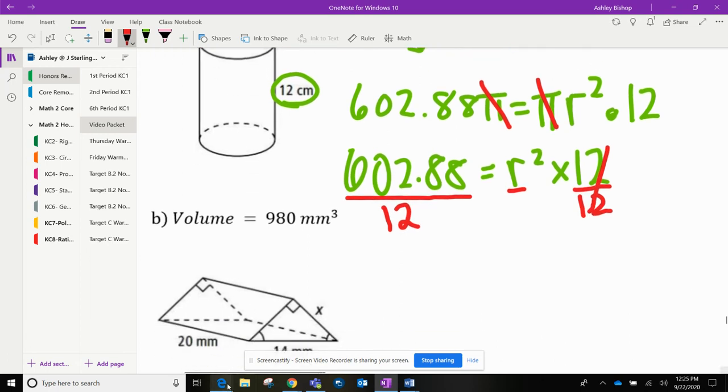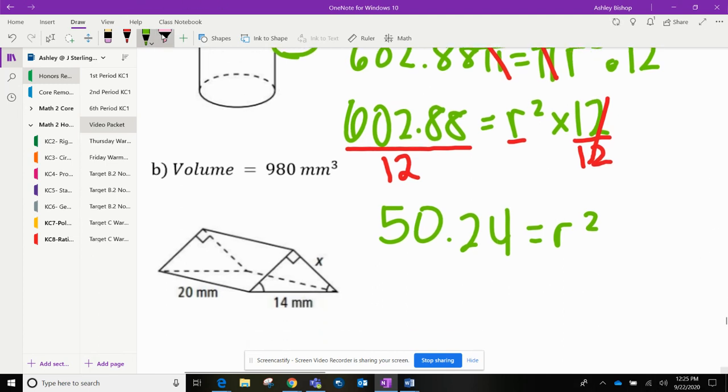Those will cancel. And then I'm going to go to my calculator, and I'm going to do 602.88 divided by 12. That will give me 50.24. So in your calculator, that'll give me 50.24 is equal to r squared. And we've done this before in our class where we need to get rid of this squared. In order to undo a square, we need to take the square root. The square and the square root cancel. And then I want to take the square root of 50.24.